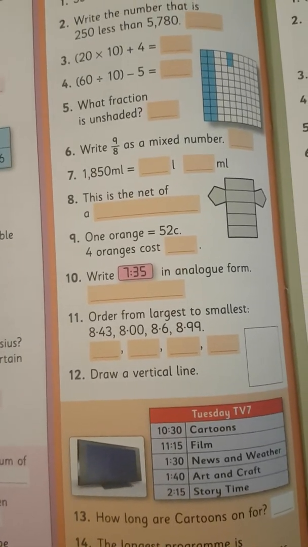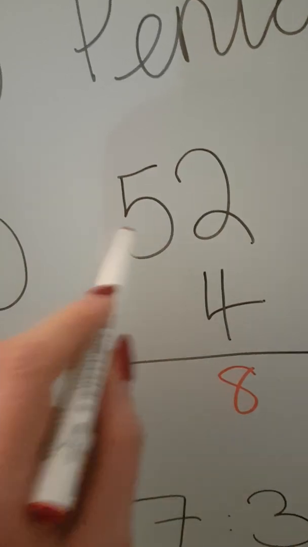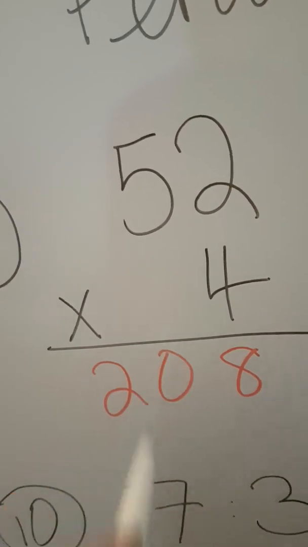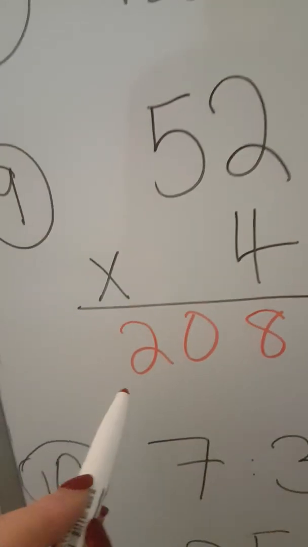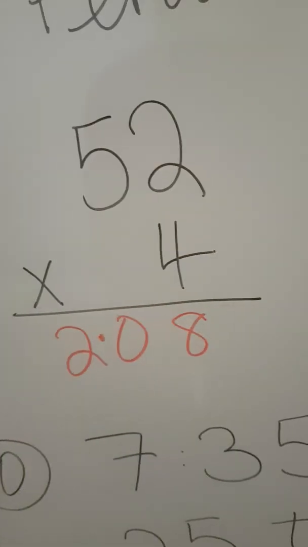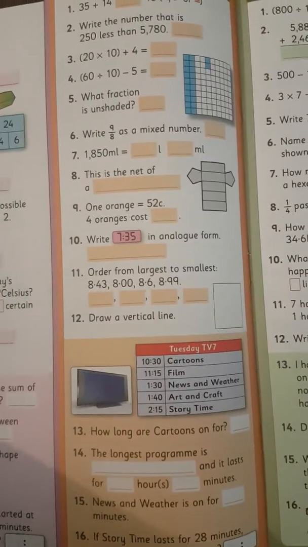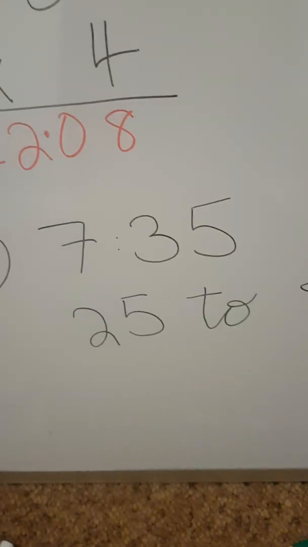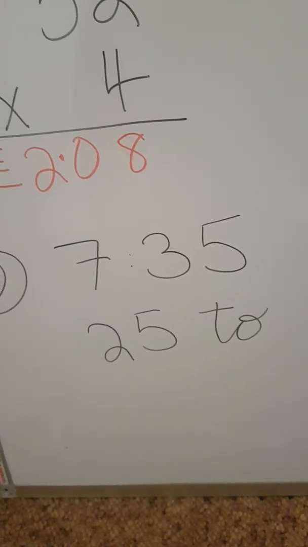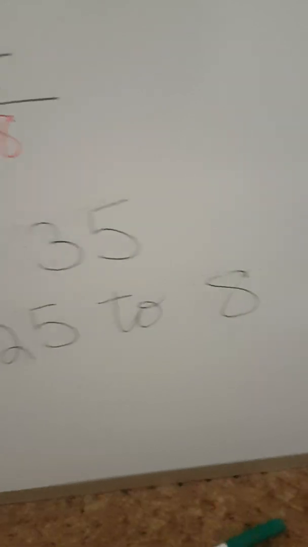Question 9. 1 orange is 52 cents, so how much does 4 oranges cost? So I'll do a simple multiplication sum there. 2 4s are 8, 5 4s are 20. So that's 208 cents, which would obviously be €2 and 8 cents. Okay, so don't forget to put in that then, €2 and 8 cents. Question 10. Write 7:35 in analog form. So remember, 7:35 means 35 minutes past 7. So that in analog would be 25 minutes to 8. So 25 to 8.